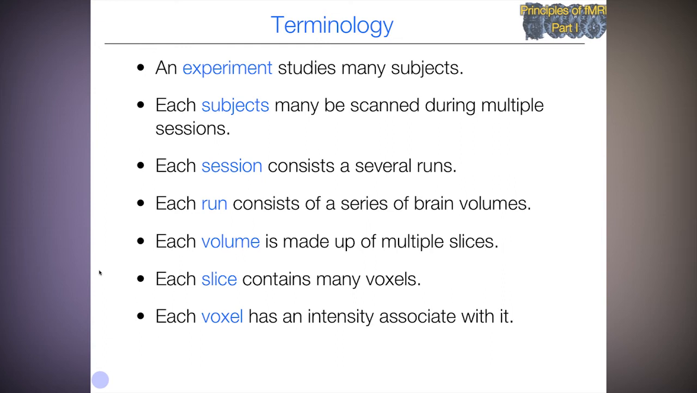An experiment studies many different subjects. Typically in fMRI, we have experiments where we look at multiple subjects that perform the same type of task. Each of these subjects might be scanned during multiple sessions. Each of these sessions consists of several runs. We might repeat the task several times on each subject while they're in the scanner. Each run consists of a series of brain volumes. Each of these brain volumes is made up of multiple axial slices, and each of these slices contains many, many voxels. Each voxel has an intensity associated with it, and this is the basic measurement in fMRI.